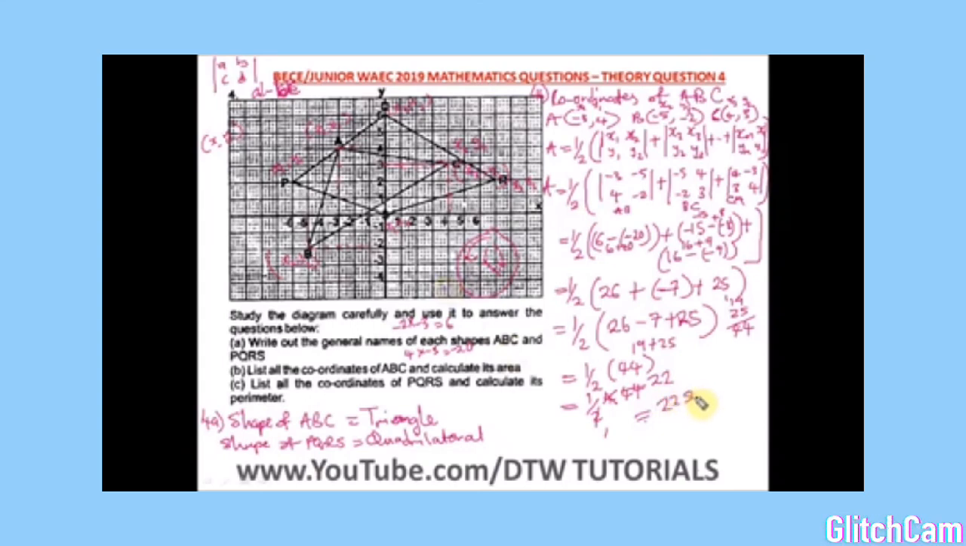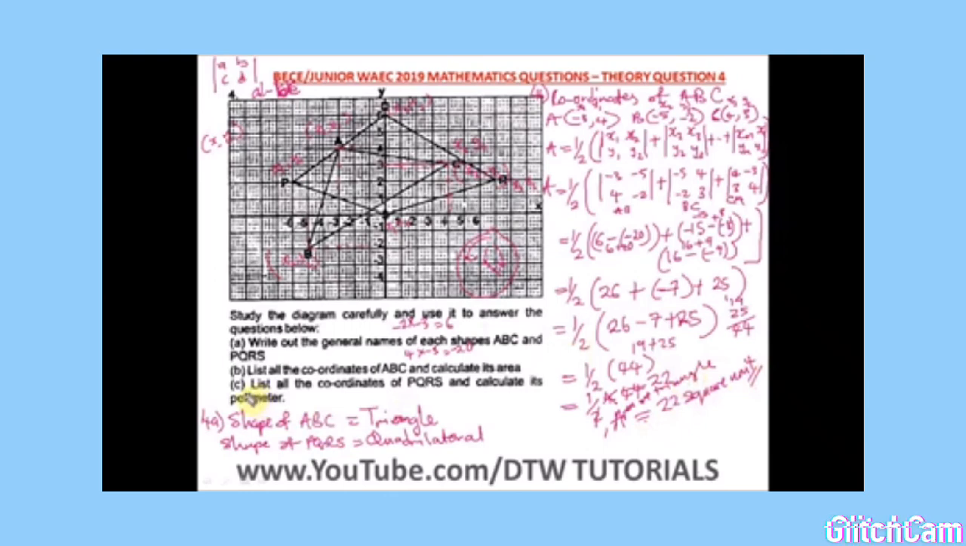22 square units. When you are dealing with finding the area from coordinates, you have square units, that's your unit of measurement, 22 square units. Okay, so this is our answer. The area of the triangle was 22 square units.